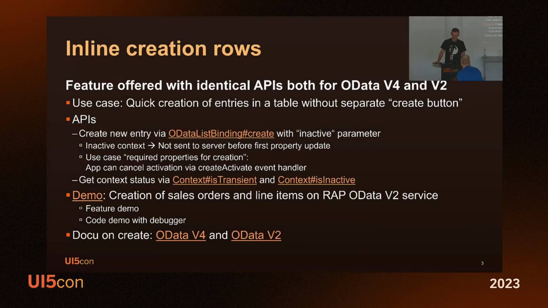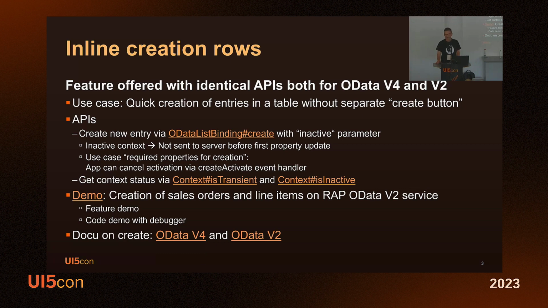Or empty lines in a table, which you can use for quick creation. So you're inside the table, you don't need a create button or some dialog to do that, but directly from within the table you can do it. And the relevant API is the OData list binding create. From your table control, via the items or rows aggregation, for example, you can get the list binding and call a create, which is already available today.